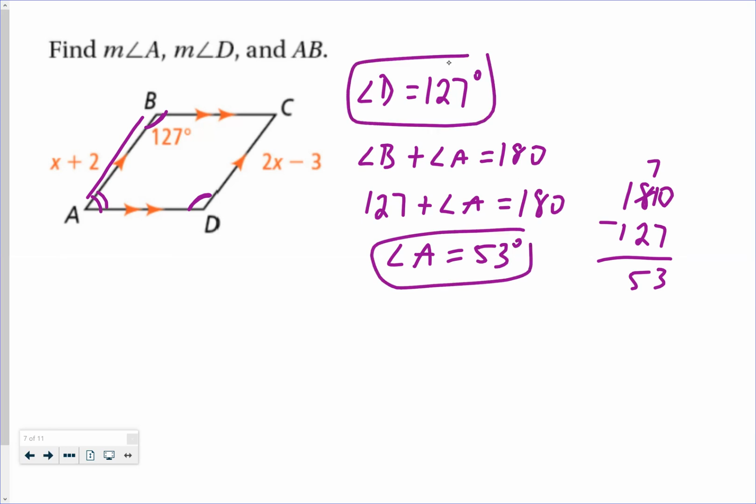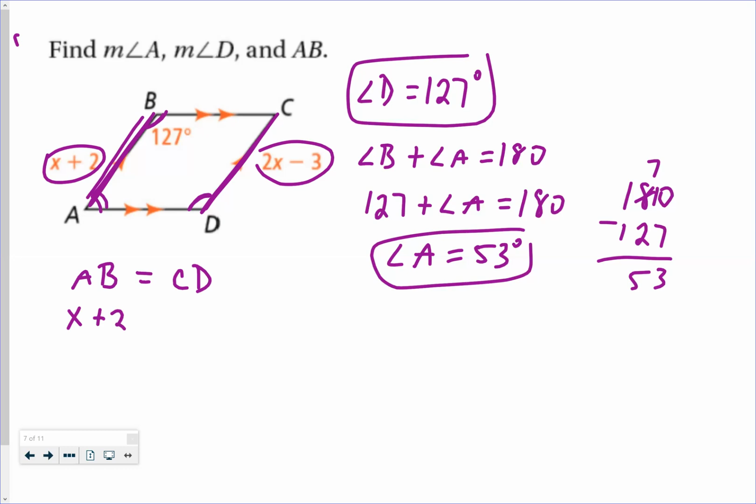Okay, and then now we need to find the length of side AB. Well, y'all, now we're talking about sides. What do I know about the sides of parallelograms, and in particular, the opposite sides? Because we can see here, we have this side, CD, is given to us as 2x minus 3. And then we have side AB is given to us as x plus 2. Well, I know that AB is going to be equal to CD. So I set these two things equal to each other. So x plus 2 is equal to 2x minus 3.